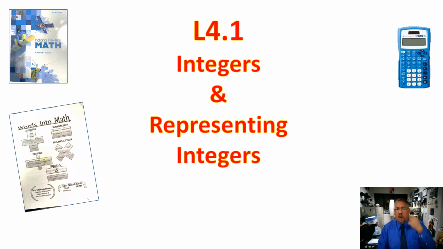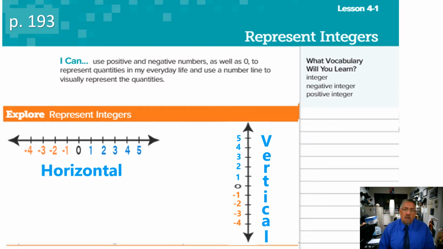So first thing we're going to look at is what an integer is, and then how we represent integers either with digits or on a number line, or maybe both. As we get into this, we want to begin once again with our I can statement. What is it that it wants me to learn in this lesson? Right? So it says that I can use positive and negative numbers as well as zero to represent quantities.